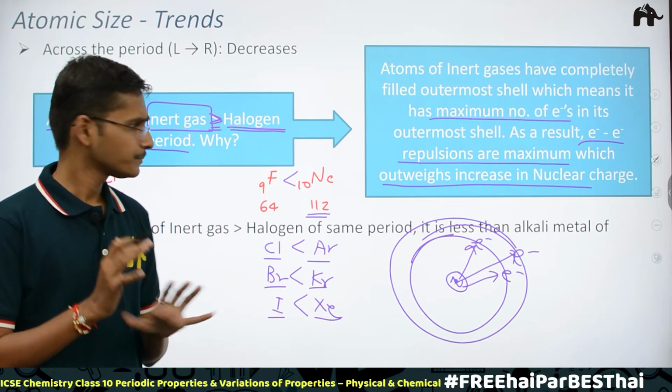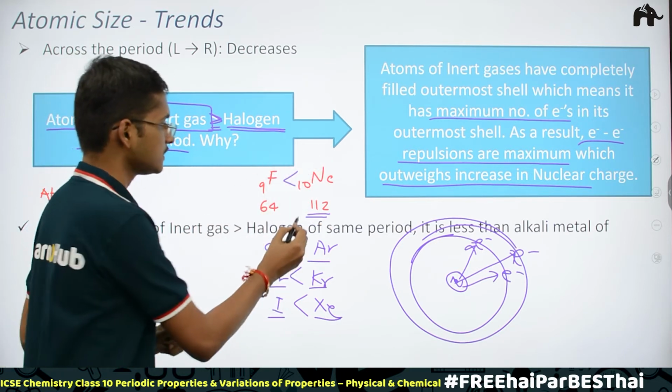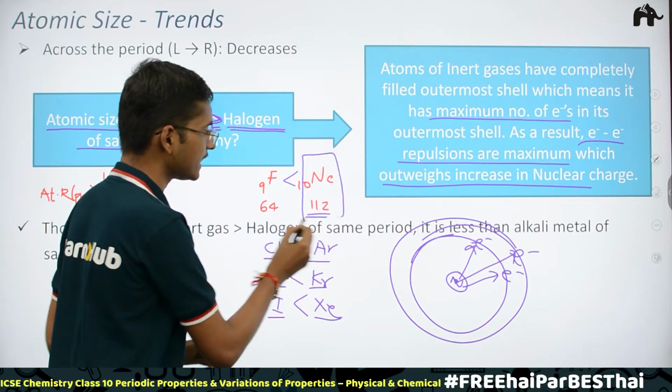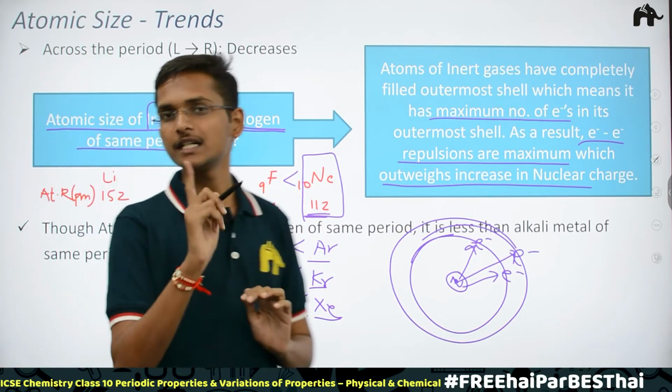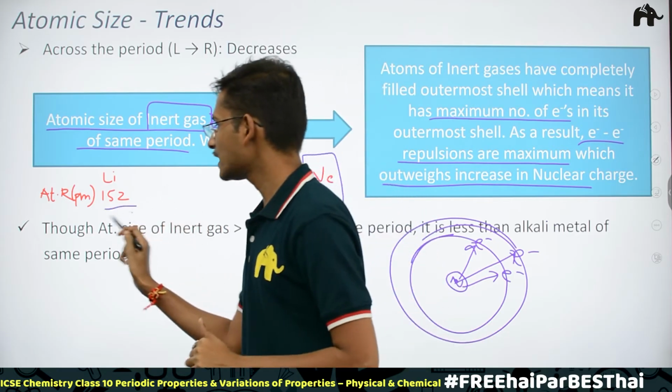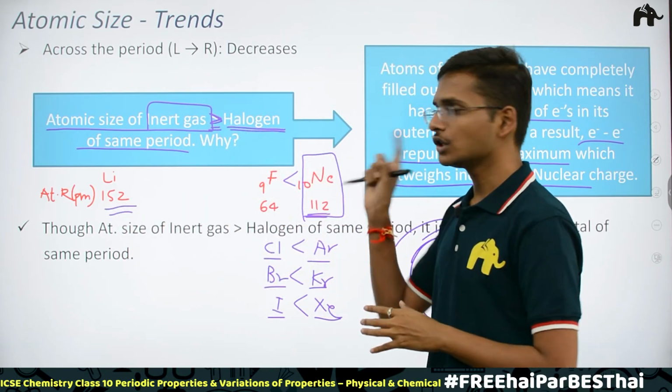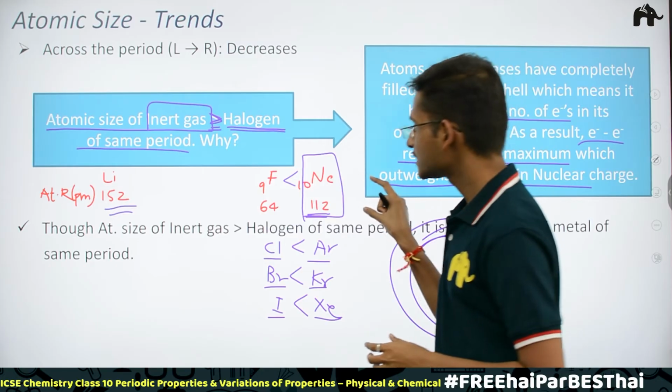Now you could observe one thing as well. See, the atomic size of inert gases is more than that of the halogens, absolutely, but it is less than that of the alkali metals, or the group 1 elements of the same period.